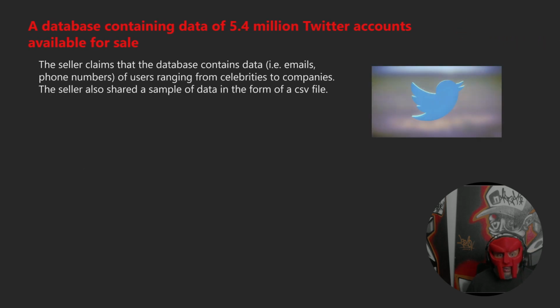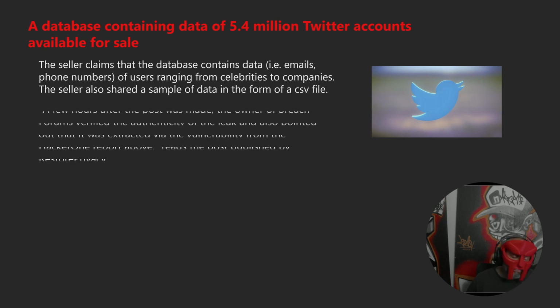The seller claims that the database contains data, i.e. emails, phone numbers of users ranging from celebrities to companies. The seller also shared a sample of data in the form of a CSV file. So you get data about celebrities, potentially including their login information and all that other stuff. And for finding the vulnerability, the guy only gets $5,000.